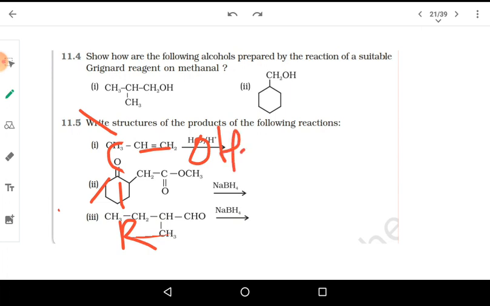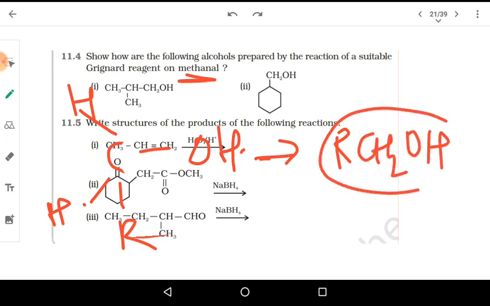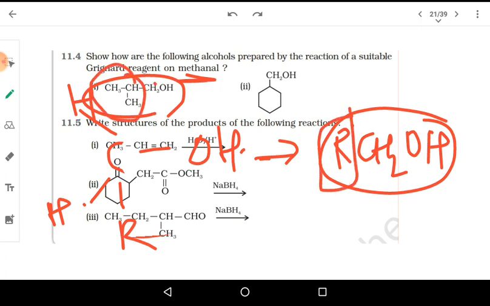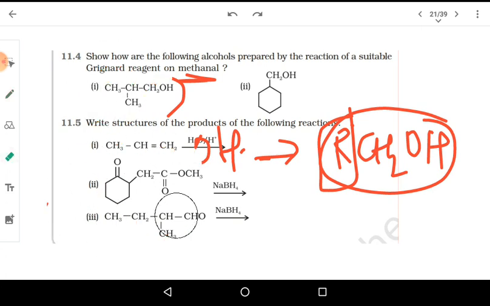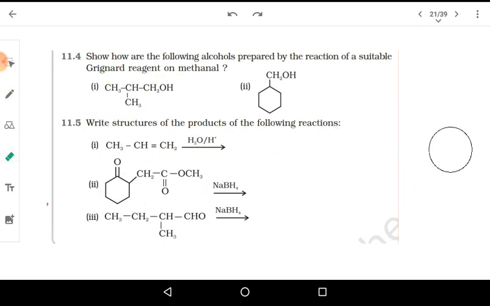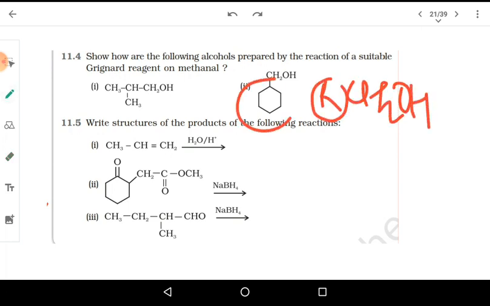And what is the corresponding? We have methanol here, right? So this is H and this is also H. Now we have to compare this molecule. This is the same as RCH2OH, so we have to compare this with this, right? So what is the R group? The R group is going to be this isopropyl group. So we are getting CH3 CH3 MgX. That is the corresponding Grignard reagent. And here also, if I compare this with RCH2OH, what is the R group? The R group is the cyclohexane.